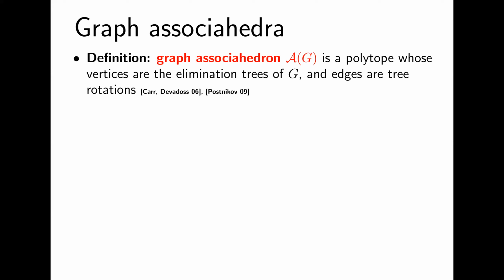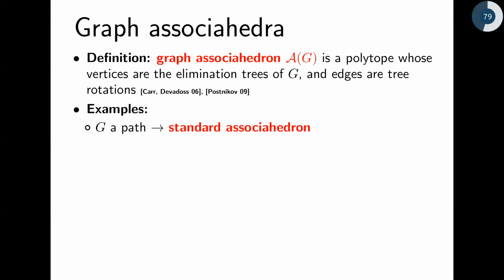But there are geometric realizations and descriptions of all the faces of all dimensions of these polytopes given in those papers. But what we care about is only the skeleton. So we only care about the vertices, which are the elimination trees, and the edges, which are the tree rotations. This is all we need to know about this graph associahedron to continue following what I'm going to say. There are also other aspects of these polytopes, like geometric realizations and so on, which I don't talk about. I will show you some pictures later.